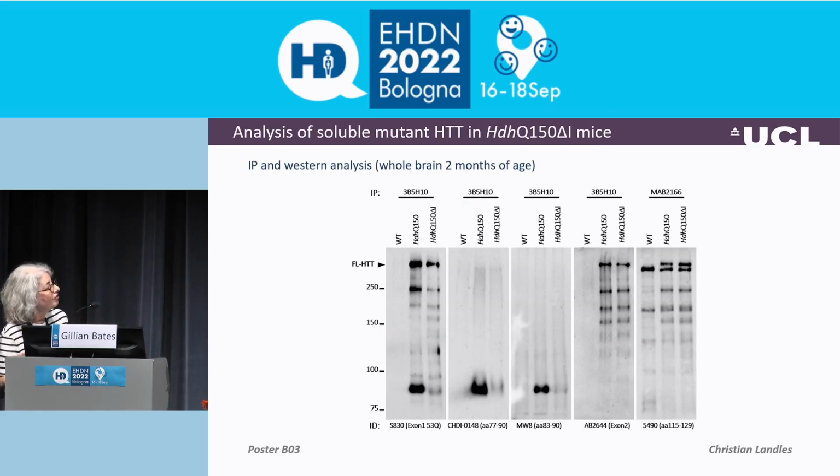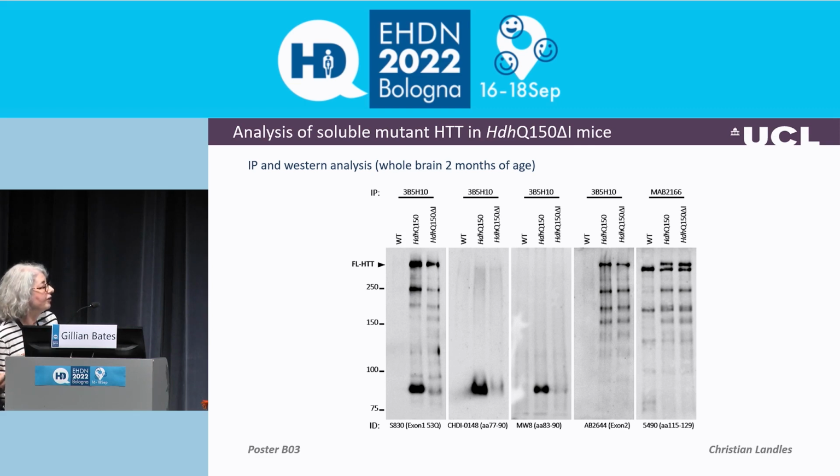So this again is showing you these blots. Christian is immunoprecipitating with 3B5H10 and then immunoprobing with different antibodies. We've got wild type, our knock-in mice, and then what we call our delta intron mice where we've got the deletion in the intron.